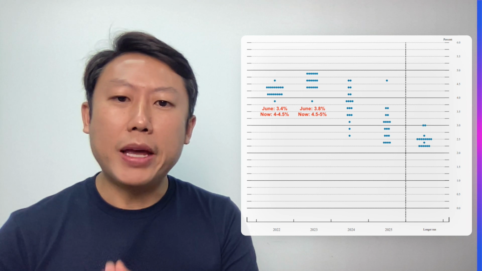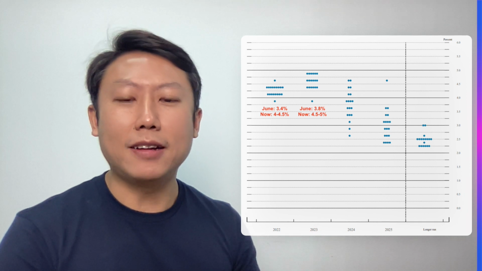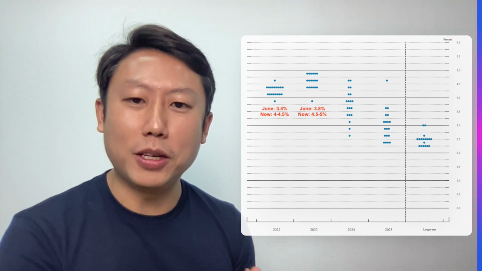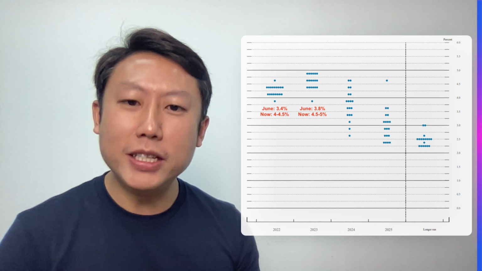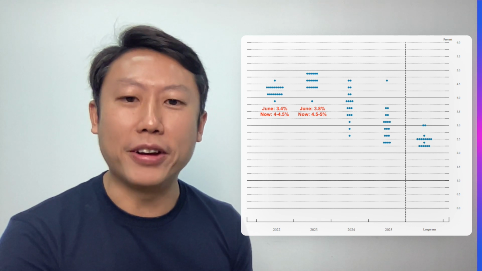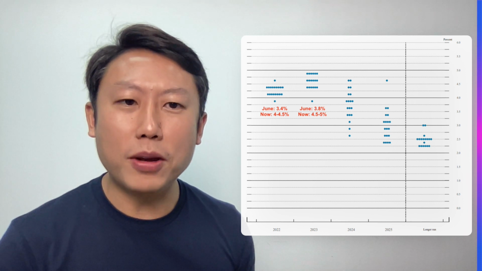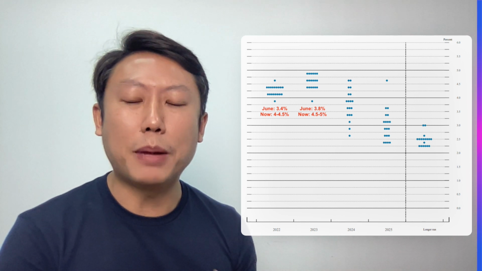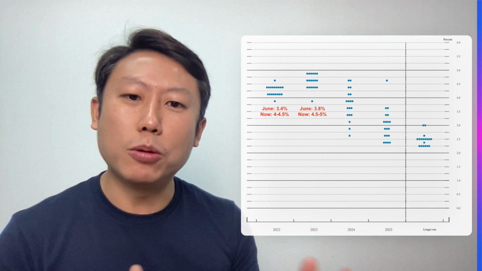In June, the median expectation was 3.4%. So the Fed officials thought it would be about 3.4% Fed funds rate at the end of 2022. But 3 months later, now in September, that expectation has risen to 4.5%. That's almost a full percentage point from 3 months ago. So it becomes a lot more hawkish. And for 2023, it even went as high as 5%. Some of the Fed officials think it might be 5% when we end 2023, when 3 months ago the expectation was just 3.8%.